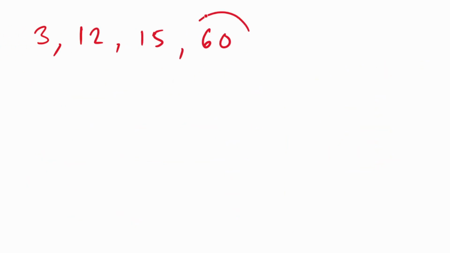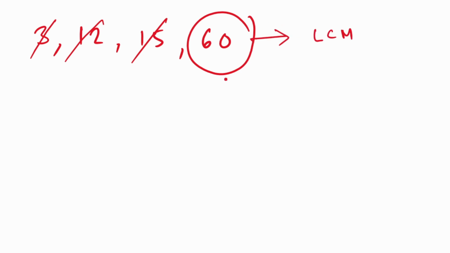Which is the largest number? 60. Is 3 a factor of 60? Does 60 come in the multiplication table of 3? Yes. Cancel this out. 12 5s are 60. Cancel it out. 15 4s are 60. Cancel this out. So the LCM is 60. This is the first pattern which could be given. Let's look at the second pattern.